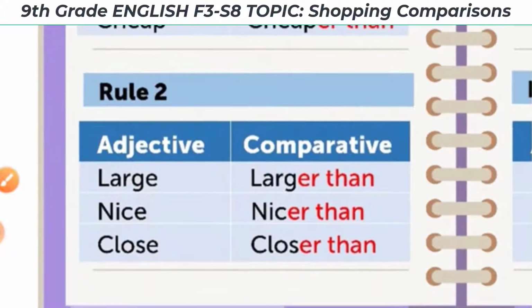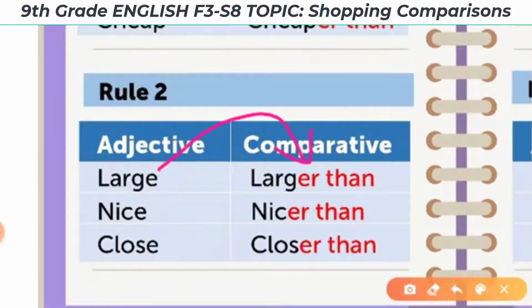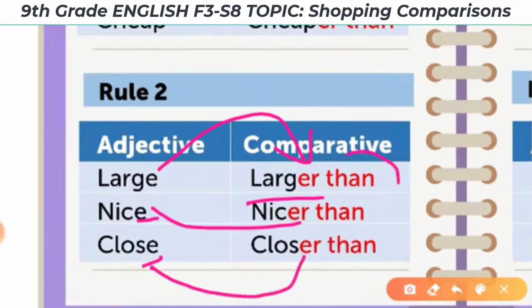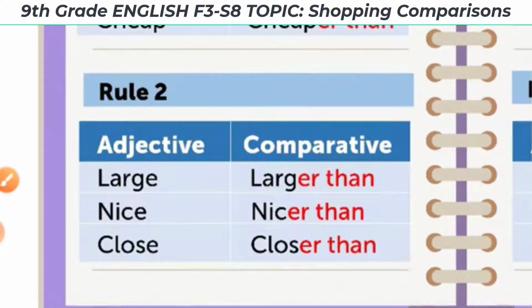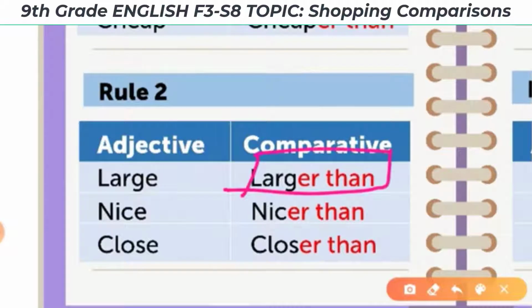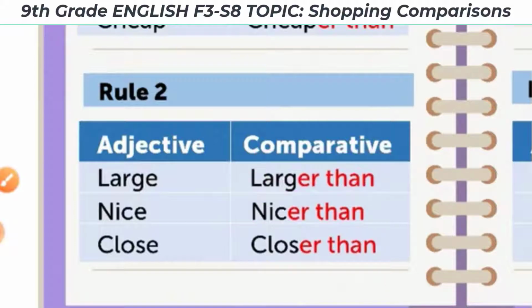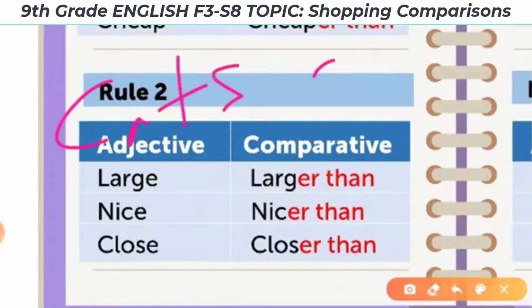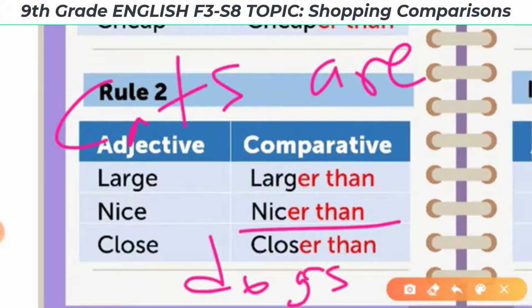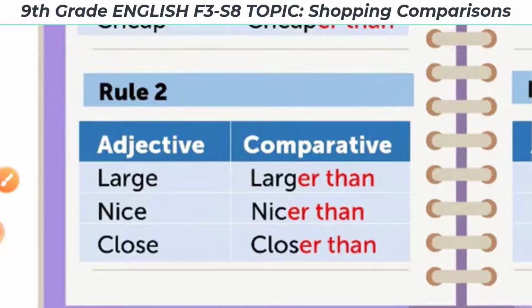En estos casos, if you pay attention here, solo se le añade la R. Mira, large, larger, nice, nicer, close, closer. Y luego se le añade el than, que significa que, para hacer comparison. For example, larger than, más grande o más largo que. Nicer than. For example, cats are nicer than dogs. Okay, los gatos son más amables que los perros.